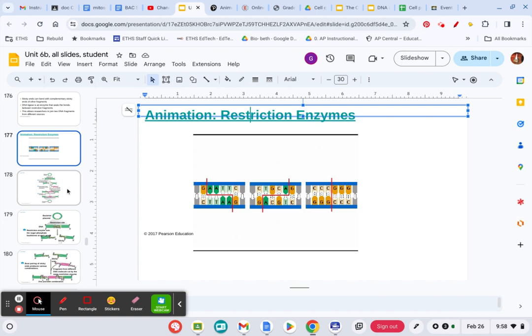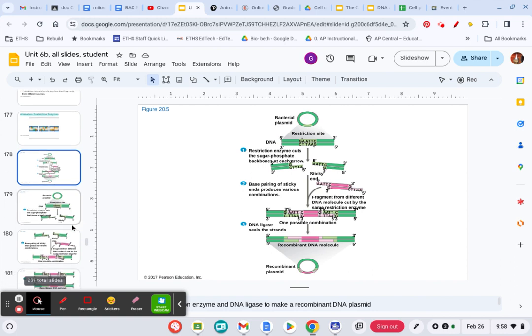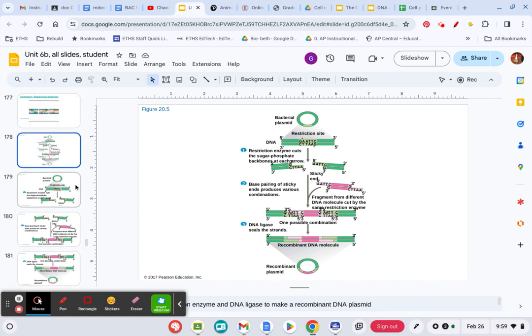So the next few slides are going to show that whole process. This one is kind of an overview, and then the next three break it down a little bit.